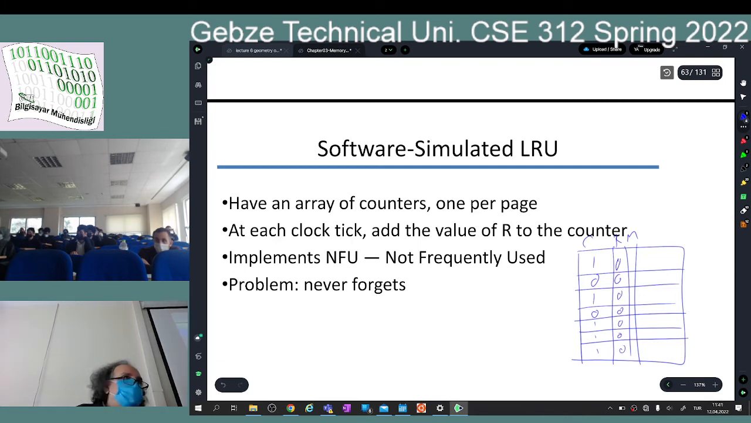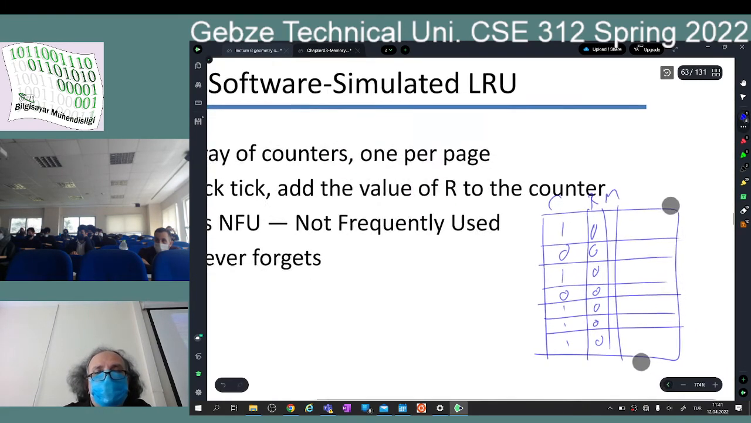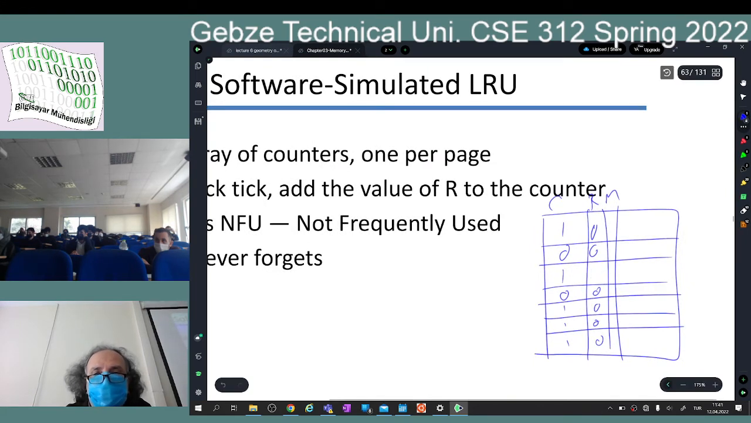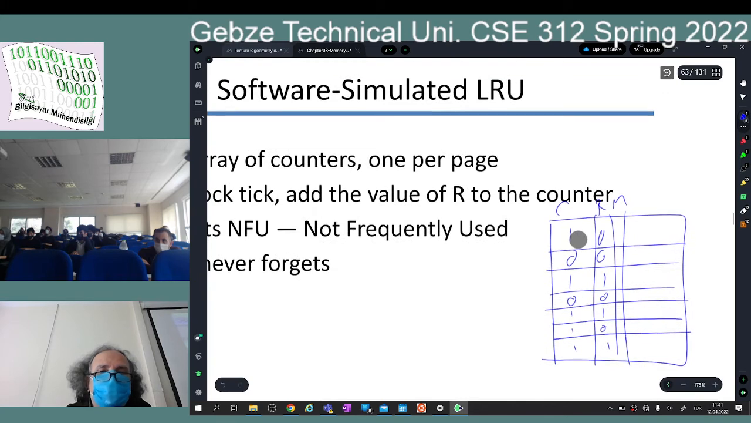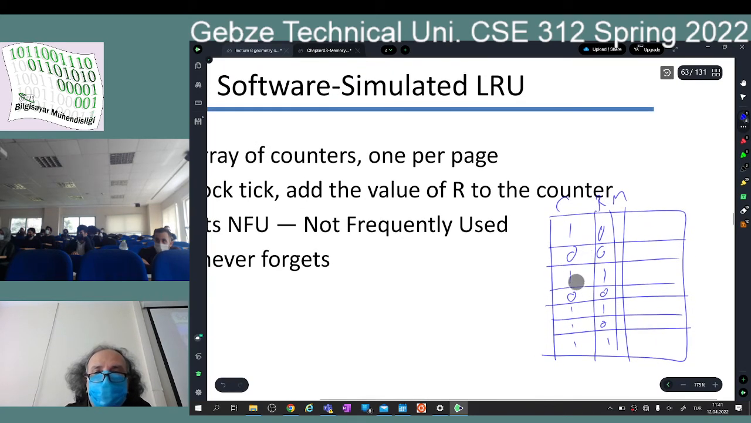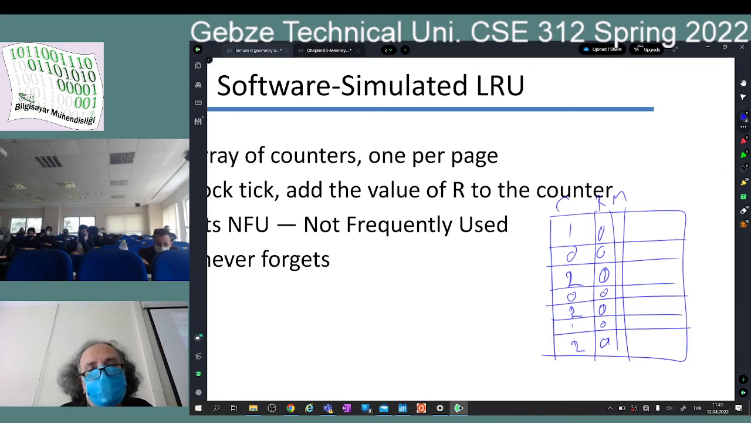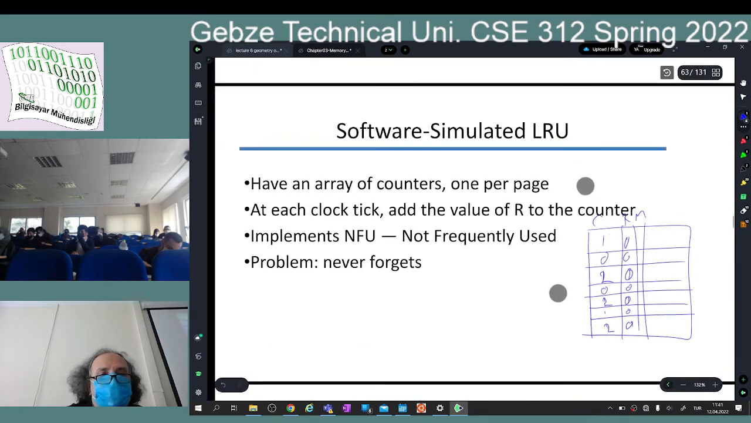After the clock interrupt, my program is running, and when the next clock interrupt happens, I am checking all of my R bits again. Let's say this is 1, and this is 1, and this is 1 now. I do the same thing: add these values to the counters. This one didn't change. This one became 2, and this one became 2 again. Okay, and change them back to zeros. So I am kind of calculating how many times this page has been accessed.